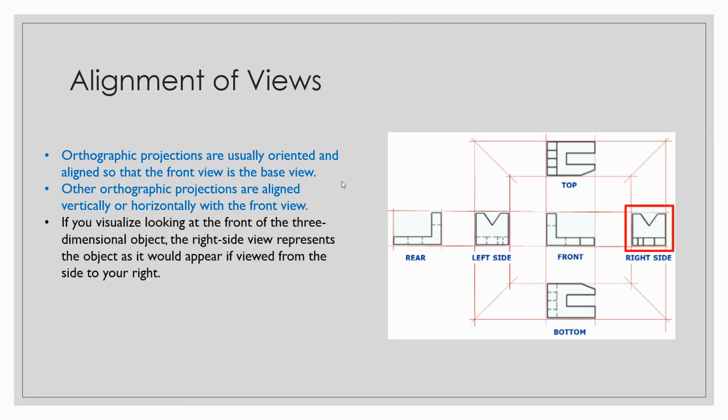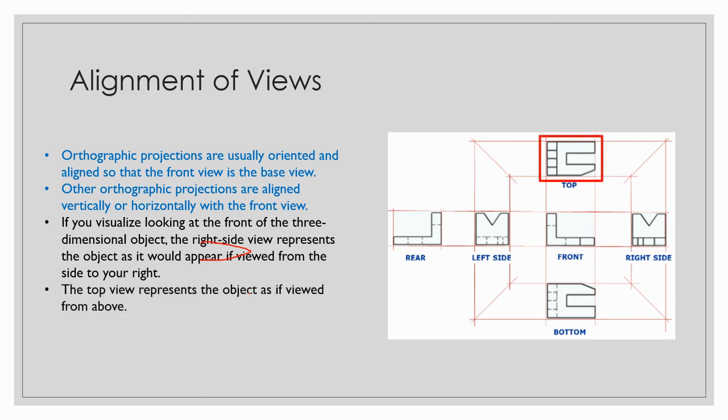If you visualize looking at the front of the three-dimensional object, the right side view represents the object as it would appear if viewed from the side to your right. And the top view represents the object as if it was viewed from above. So these drawings can be a little bit tricky. It's hard to actually visualize these objects and take them from a three-dimensional shape and try to flatten things out, but it's something that you would improve on the more you do it.